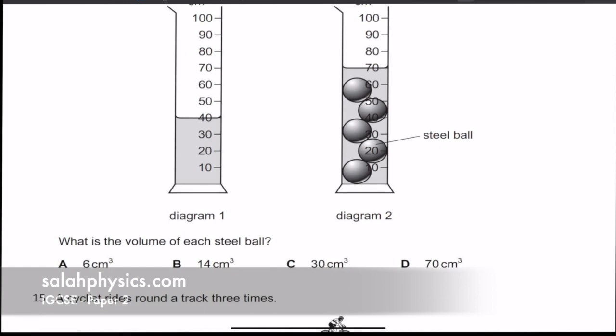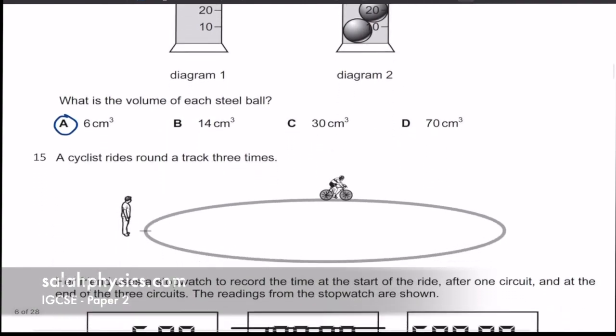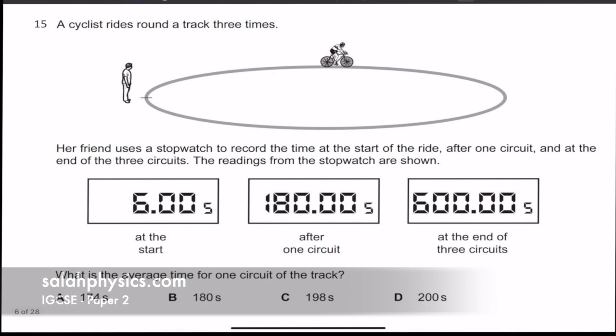So the total volume is going to be 30 centimeter cube divided by 1, 2, 3, 4, 5. So 30 divided by 5 is going to give you 6 centimeter cube. So directly the volume of each ball, it could be 6 centimeter cube. So the right answer here is A. That was question 14.